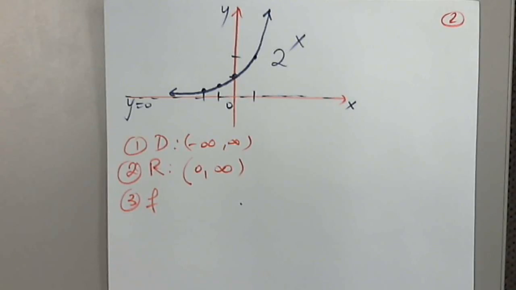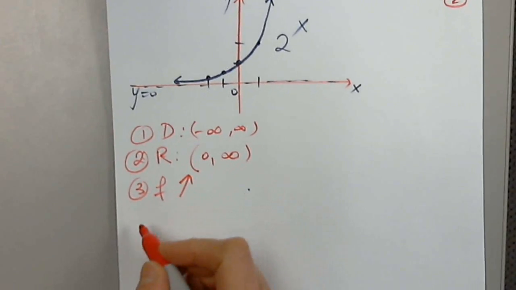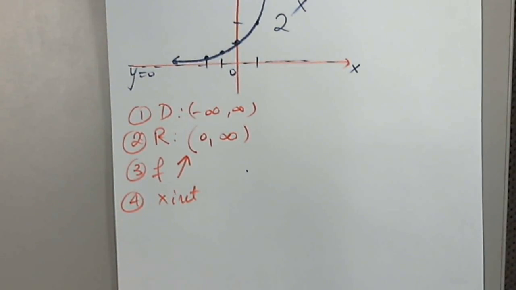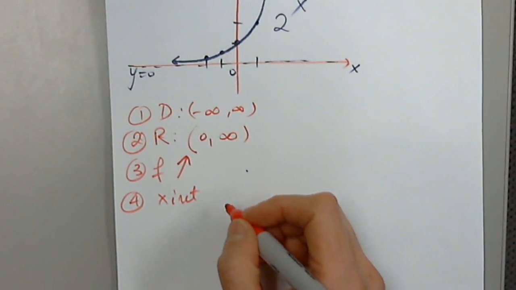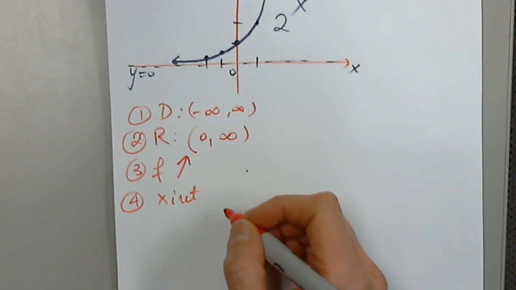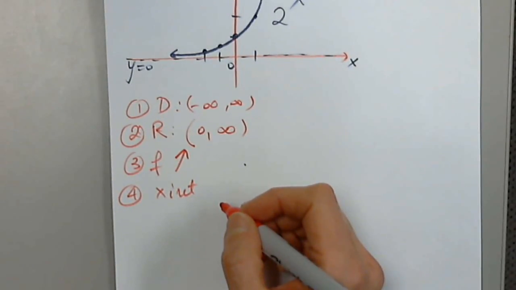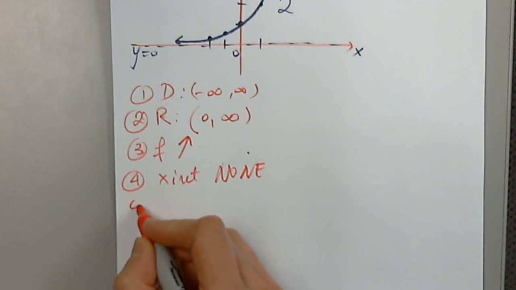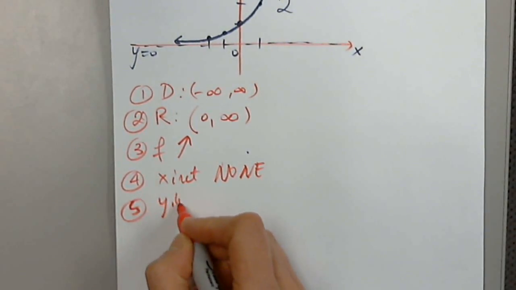Number 3, is this function increasing or decreasing on all its domain? It's definitely increasing. Here's my hand right here. So the function is increasing all the time. Number 4, x-intercept. Technically, once you reach negative infinity of the x, you reach 0. But can you reach it? You can't. Okay, so what do I say for x-intercept? None.